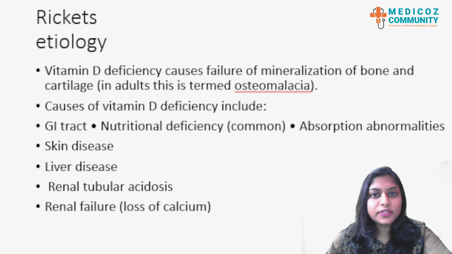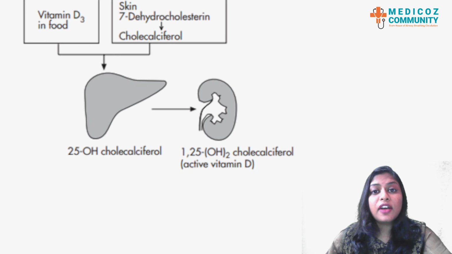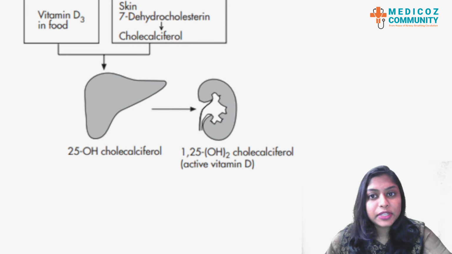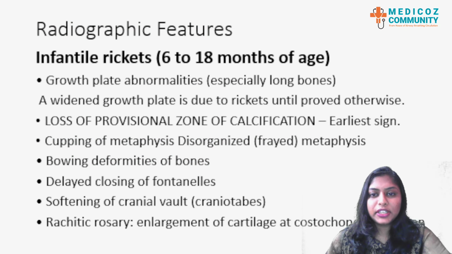So the causes for vitamin D deficiency are nutritional absorption deficiency in the GI tract, or skin disease, liver disease, or renal tubular acidosis. Why are we talking about skin and renal? This is because vitamin D from the food goes to the GI tract, and even from the skin, it is converted into cholecalciferol, goes to the liver, and is finally converted into active vitamin D in the kidney. So any skin, liver or kidney disease can cause vitamin D deficiency.